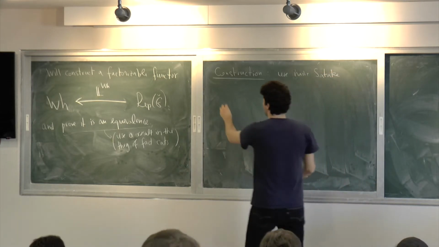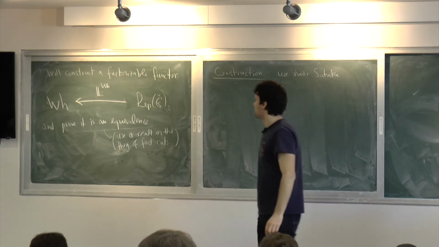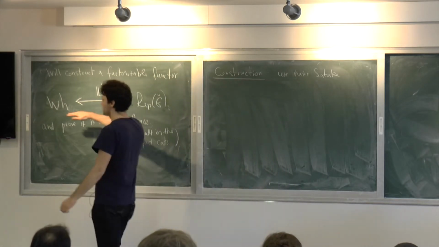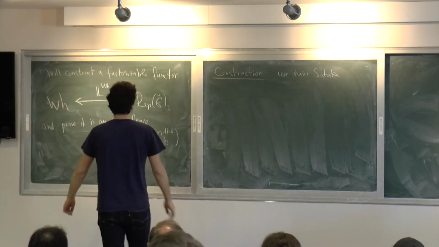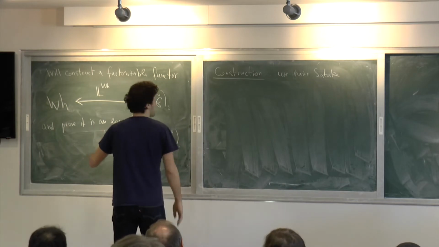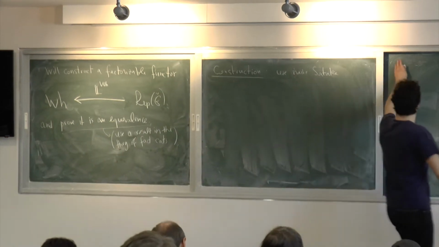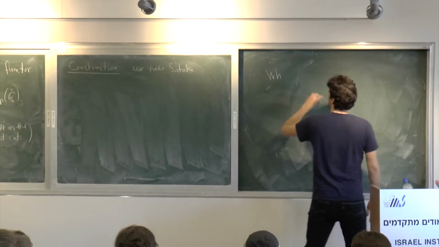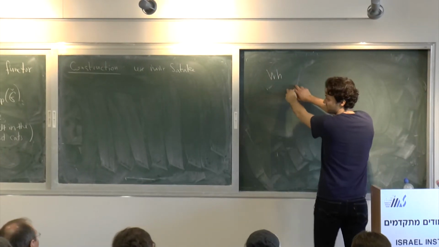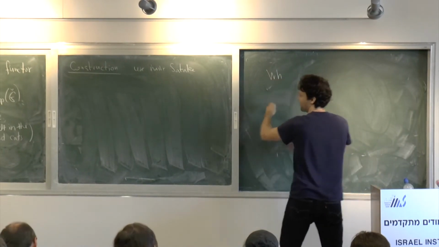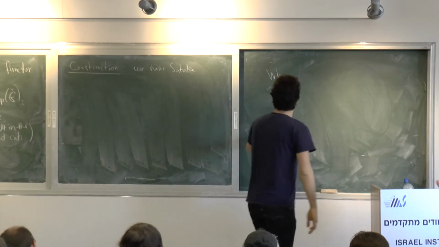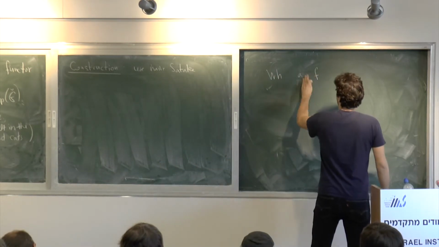No, that's the notation that Dennis introduced. So let me say it explicitly. Whittaker is relative to G. Maybe that should also be in the notation to emphasize that we have Langlands duality. It's the factorization category.